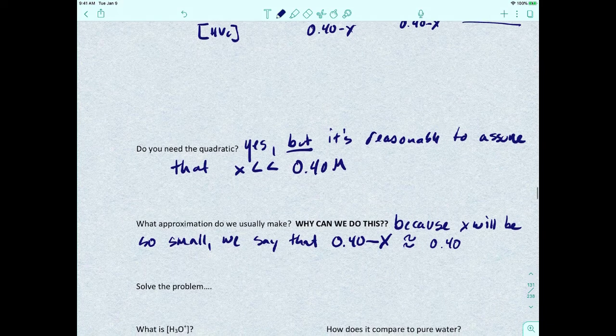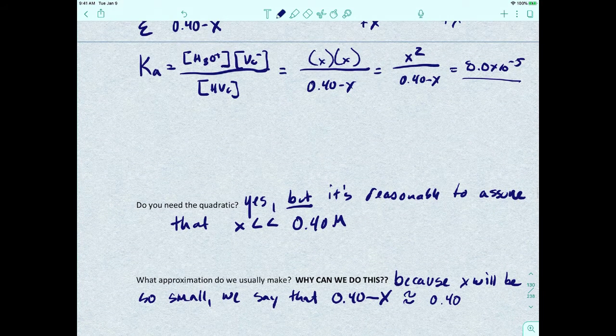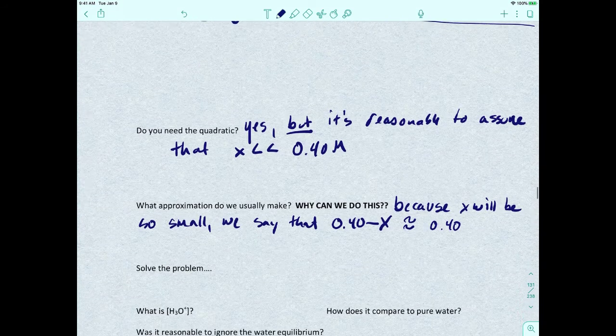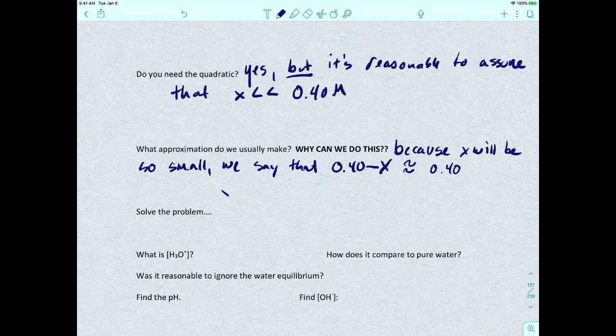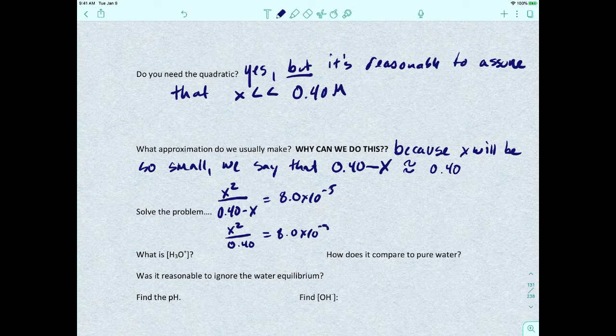Okay, so if we go back over here and solve what we've got right there, we had X squared divided by 0.40 minus X is equal to 8.0 times 10 to the minus fifth. What we're going to do is apply the approximation and say that this denominator, 0.40 minus X, is really the same as saying 0.40. So we're going to treat this as X squared divided by 0.40 is equal to 8.0 times 10 to the minus fifth.